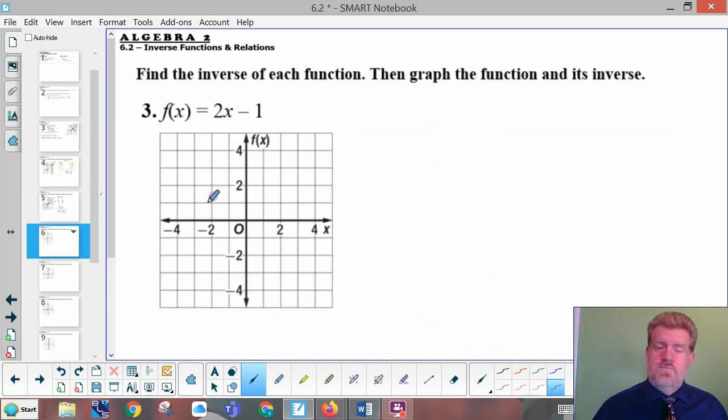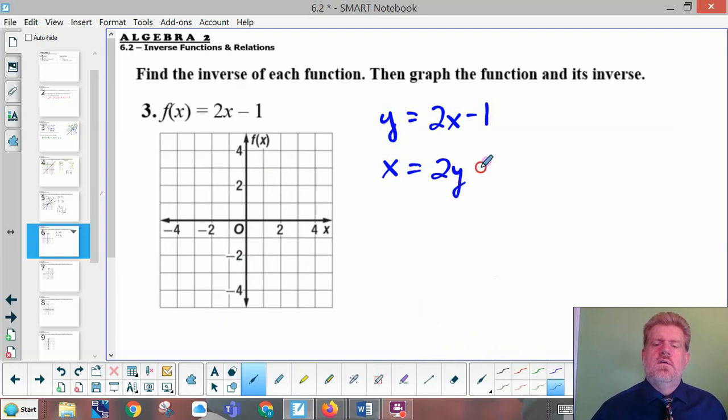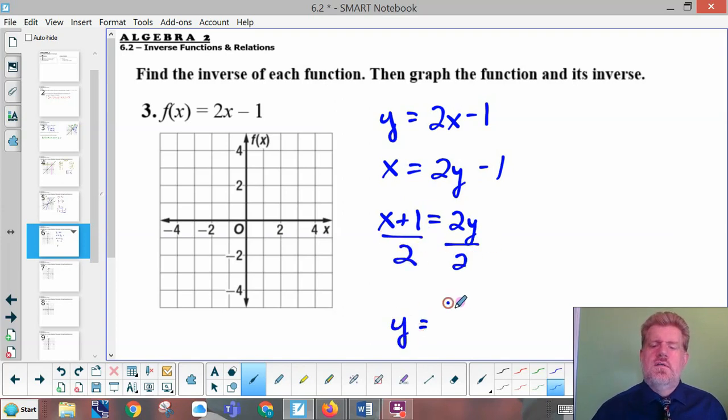Let's try this one. Let's find the inverse. I'm going to change that f of x to y again. Switch them. Solve for y, because we're used to solving for y. So what I'll do is I'll add 1 to both sides, and then divide by 2. And then I'm going to write it like this. Alright. Here's the inverse.